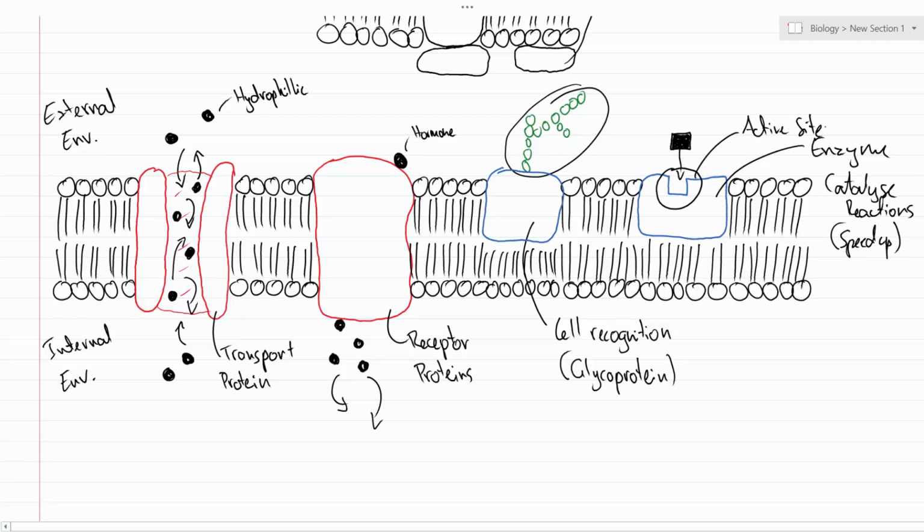And it can try and make reactions occur more easily and more rapidly in its location there on the outside of the cell membrane. So not only is the cell membrane made up of phospholipid bilayer, but there's a number of different proteins which are embedded within or sometimes on the periphery or the outside of the cell membrane. And they've got a number of different really important functions and roles within the cell.